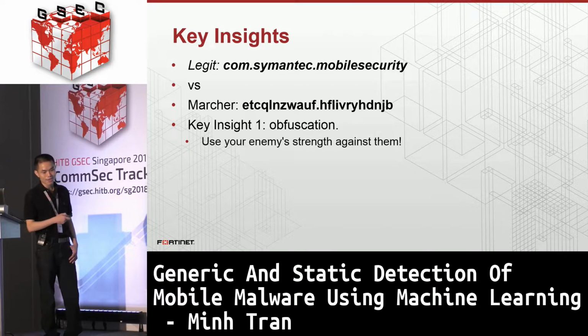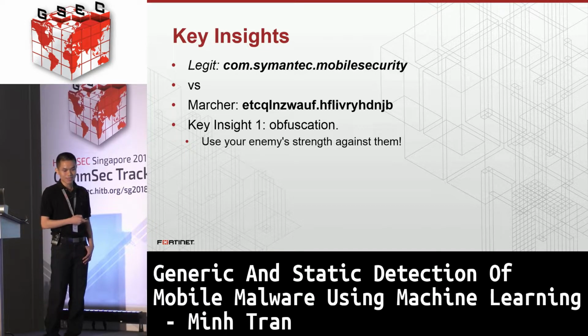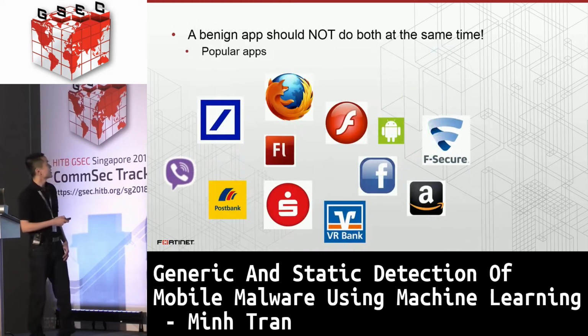So that in a nutshell is key insight number one: you can use the enemy's strength against them. That's the number one I would like to mention. And the number two is this one.